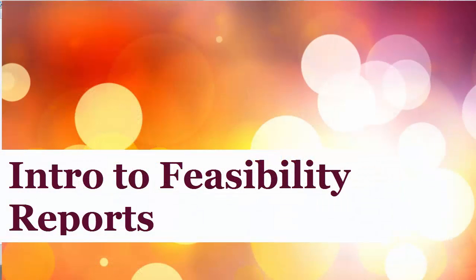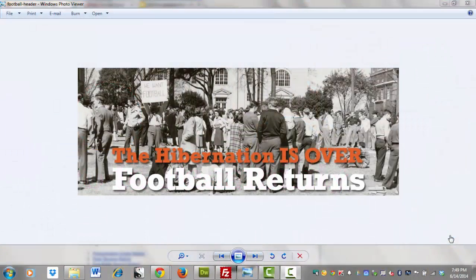The purpose of this video is to explain the feasibility report assignment. I want to take you back a few years ago. The picture that you're looking at was taken in 1946. These are Mercer students gathering in the historic quad to demand the return of football to the university after it had been taken away shortly before World War II.